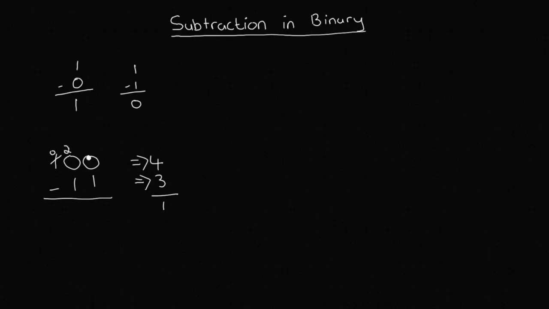And now this column here wants to borrow from this column since it's no longer 0. So this will be changed from a 2 to a 1, and this column will now be a 2. So we can now take 1 from 2, which will leave us with 1. We can now take 1 from 1, which will leave us with 0, and we can just bring down our 0. And as you can see, this number here is equal to 1.